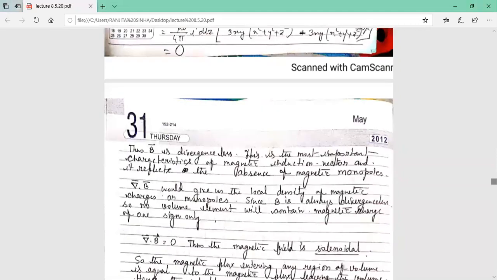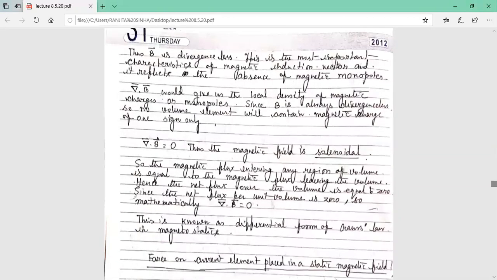Thus B is divergenceless. This is the most important characteristic of the magnetic induction vector, and it reflects the absence of magnetic monopoles. This question is given in 5 different ways. First, what may be given? Write down the physical significance of divergence of B equals 0.